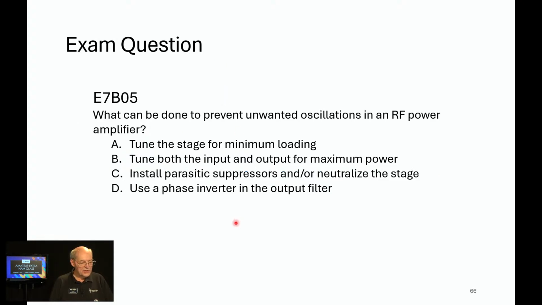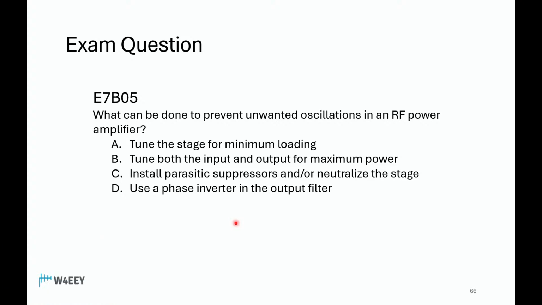Speaking of which, questions. What can be done to prevent unwanted oscillations in an RF power amplifier? Anybody can unmute and answer. Charlie? C. It is Charlie. Parasitic suppressors and neutralization. We only talked about neutralizing, but the idea of a parasitic suppressor, some amplifiers tend to oscillate at specific frequencies, and you can put LC components in there to trap those.